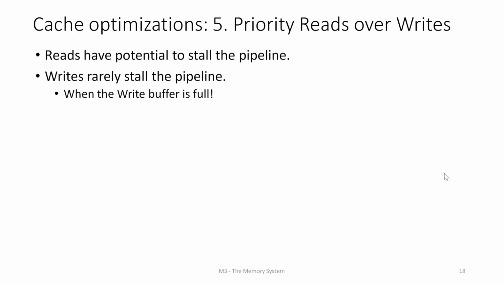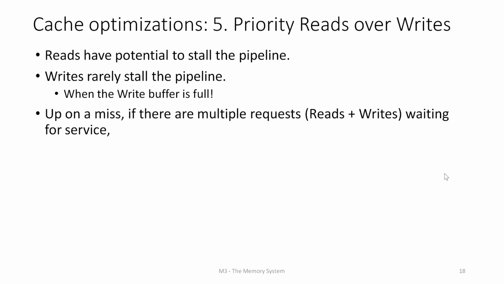So again, we have our brilliant idea that we need to make the common case fast, which is reads here. So upon a miss, if there are multiple requests waiting at the cache level, both reads and writes, then we should prioritize reads and service them faster and send them back to the processor pipeline as soon as possible. This will reduce the overall miss penalty of all the cache levels after L1.